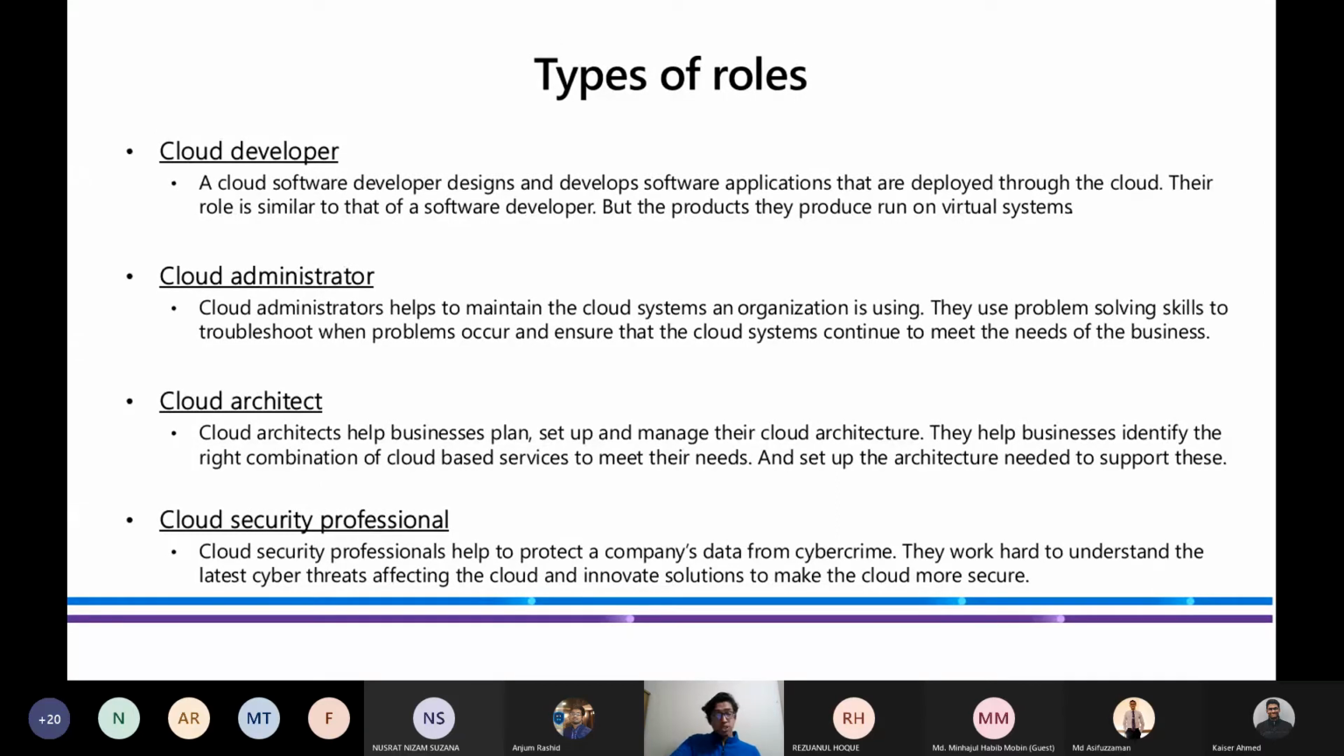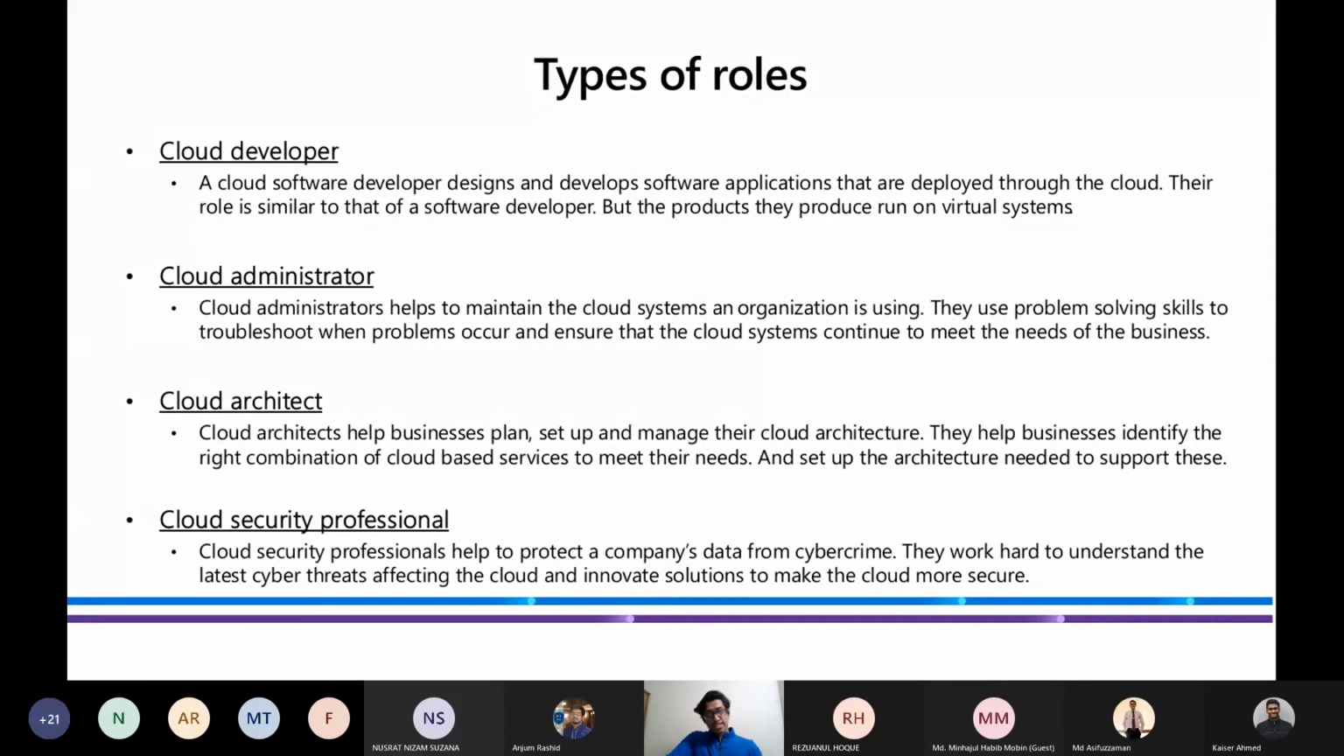What do the cloud developers actually do? The cloud developers design and develop software applications, and they deploy them through the cloud. Today, you have already learned about the designing and the deployment part, how to create a virtual machine and how to deploy the systems. Since most of you already know how to develop and design software, I think you are already a step towards being a cloud developer. Congratulations, everyone. You are a step into it.